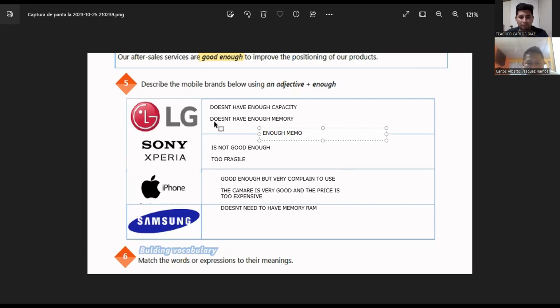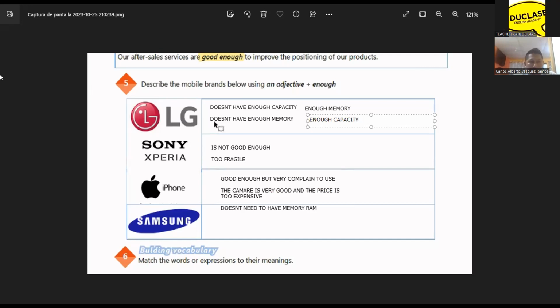The price is too expensive, is that correct? Yes, it's too expensive. The price is too expensive and very complicated to use. Too complicated. No, eliminate "very." Because if you say "it's too complicated," you are making known a problem. Okay, teacher. Thank you. Good.